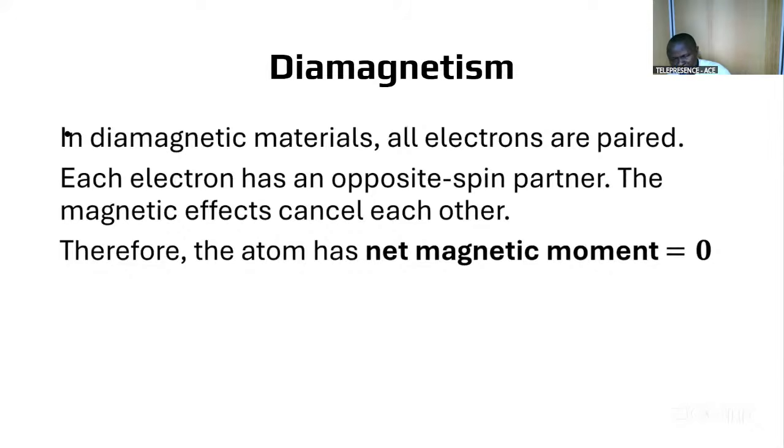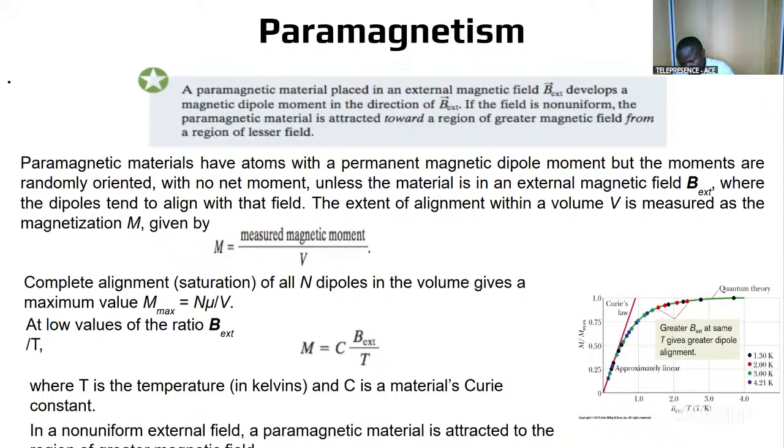In diamagnetic materials, all electrons are paired in opposite directions. Each electron has an opposite spin partner, so if one spins up, the partner spins down. The magnetic effects cancel out, and therefore the atom has no net magnetic moment.